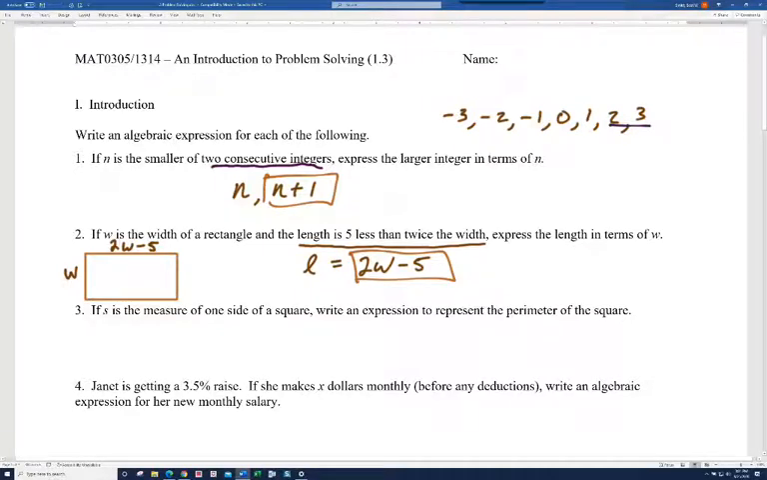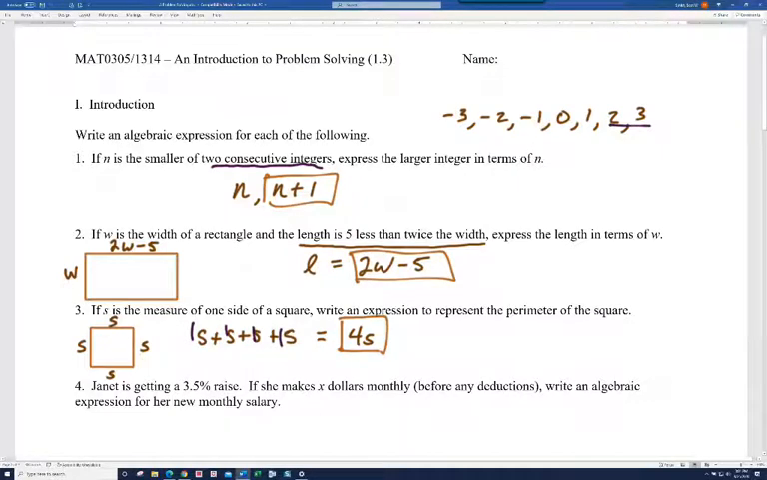All right, on number 3, it says if S is the measure of one side of a square, write an expression to represent the perimeter of the square. Well, here's my square. I know a square has 4 equal sides. And if one side is S, that means they're all S because they're all the same size. Now remember, perimeter is just the distance around the outside of the figure. So that would be s plus s plus s plus s, which is 4s. We're just adding ones here.